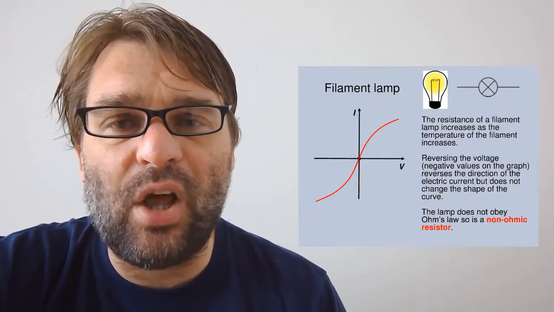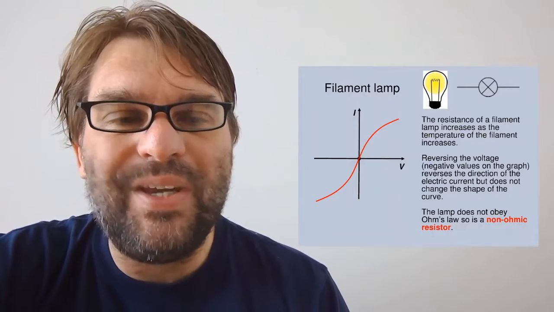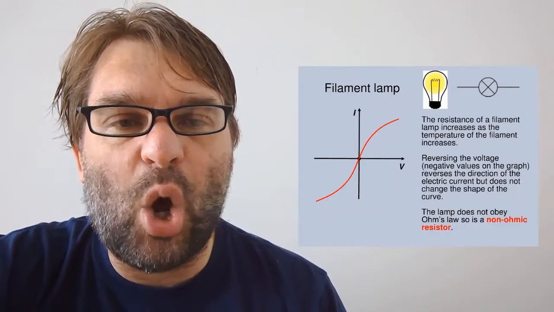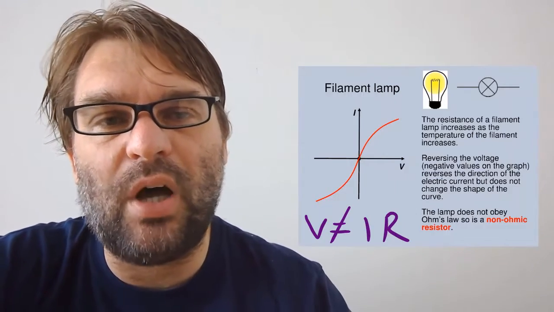And because it's not a straight line, it's a non-linear relationship, current is not proportional to voltage, we say that the lamp is a non-ohmic resistor. It doesn't follow Ohm's law, V equals IR.